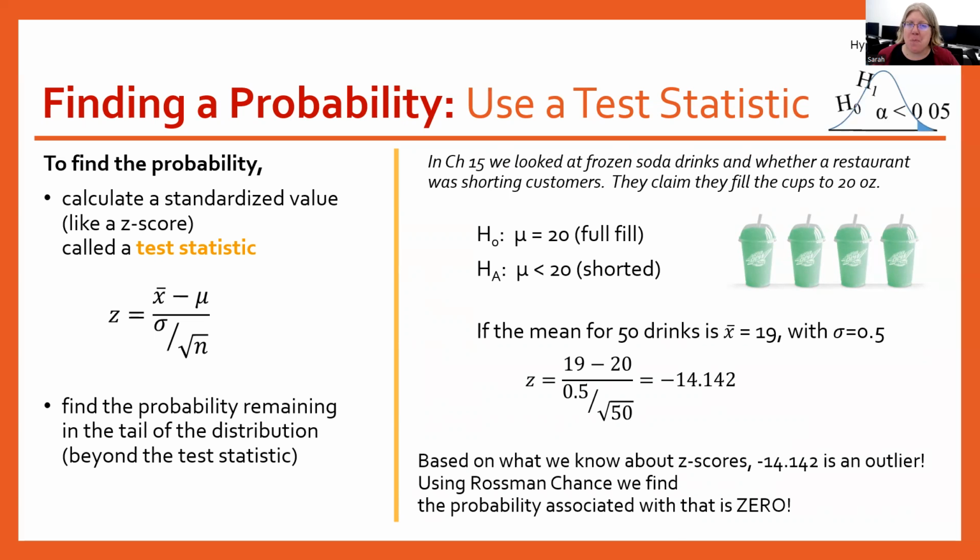14.142. So based on what we know about z-scores, negative 14 is absolutely an outlier. And so using the Rossman Chance app, we find that the probability associated with that z-score of negative 14 is 0. So in other words, we do have evidence that they are shorting those drinks.